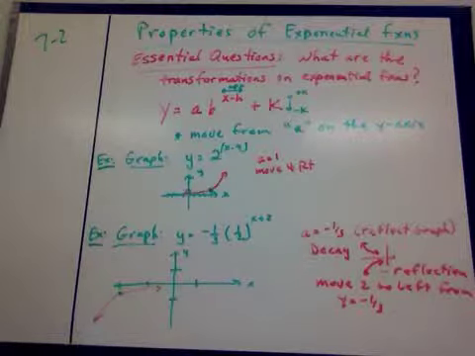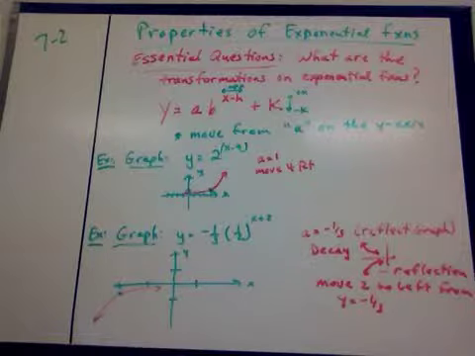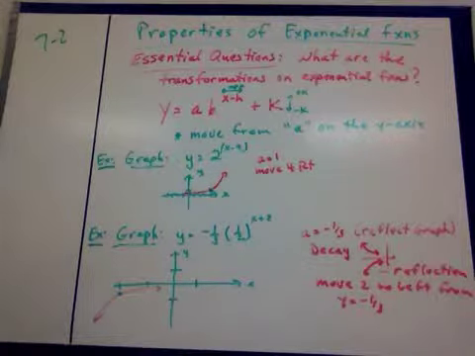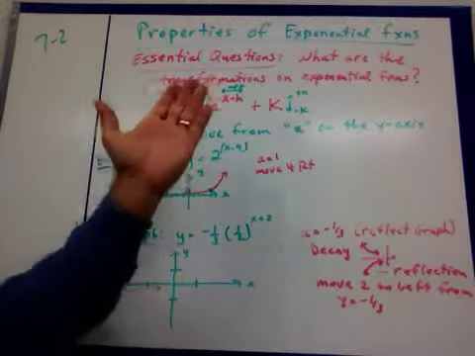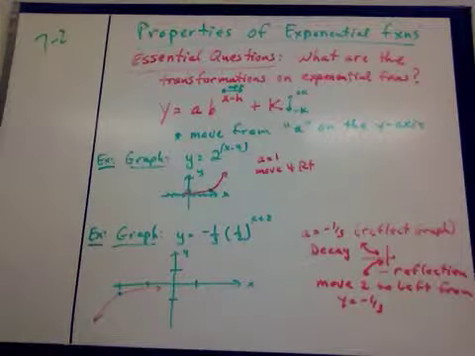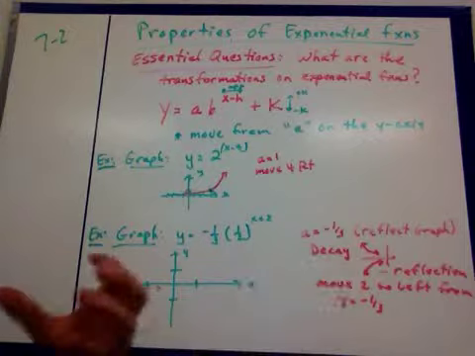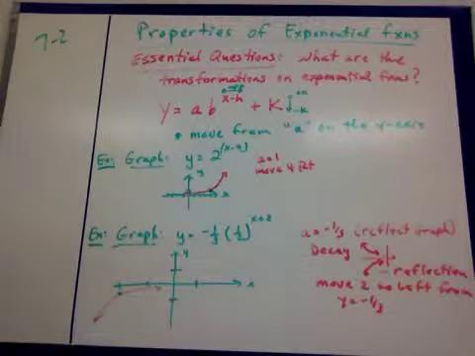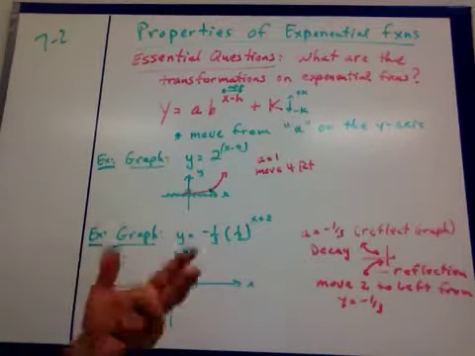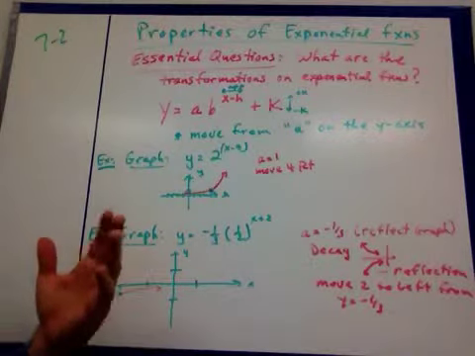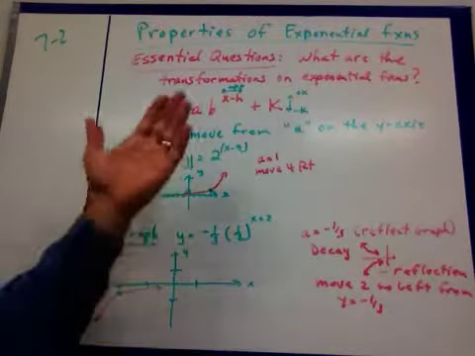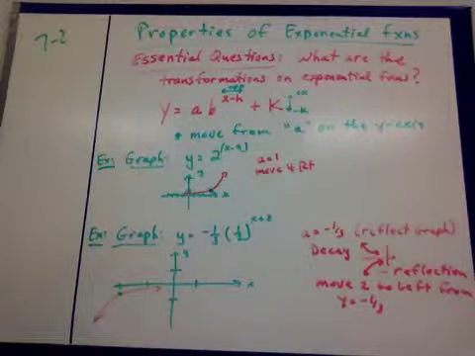7.2, properties of exponential functions. Remember in 7.1 we talked about growth and decay. So now we're going to look at the graphs of it. What about the transformations of exponential functions? How do we translate? How do we move the graph? Just like we've been doing with absolute value, quadratics, the square roots, the cube roots. Now we're just moving the exponentials.